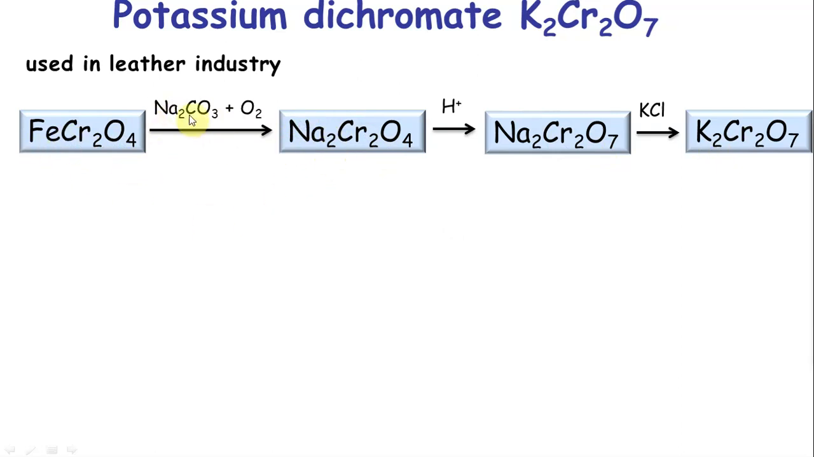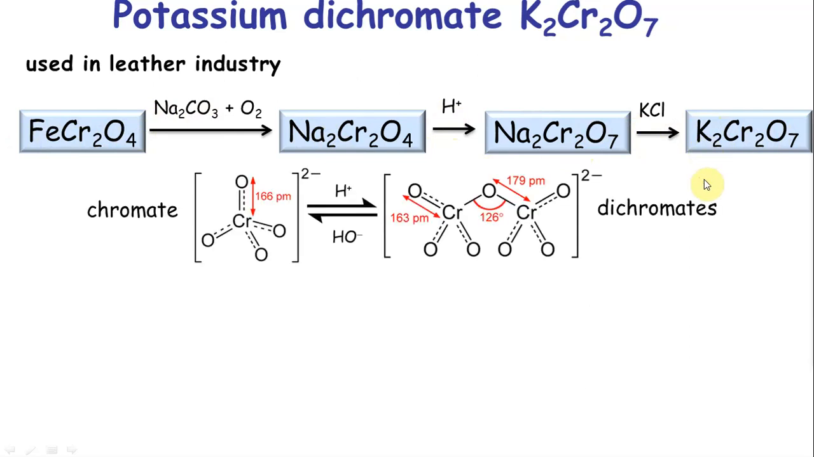This is just a displacement reaction. I took iron, I put sodium. Now I put in acidic medium. This becomes sodium dichromate. I convert by cation exchange to potassium dichromate. Rather straightforward. Here you need to know the chromate ion and dichromate ion structures.